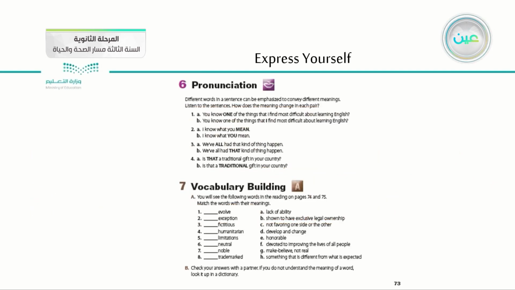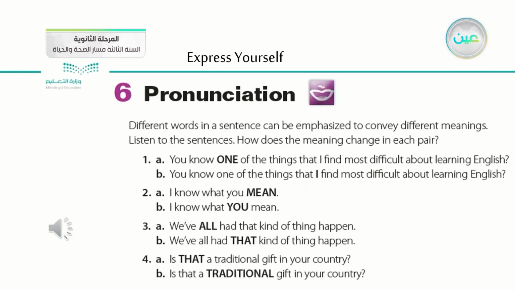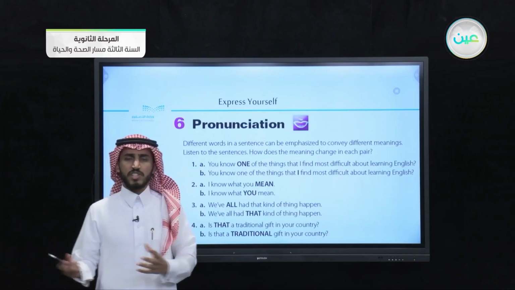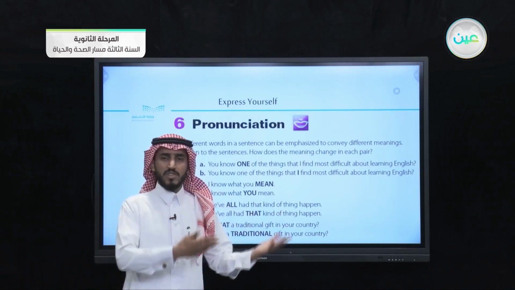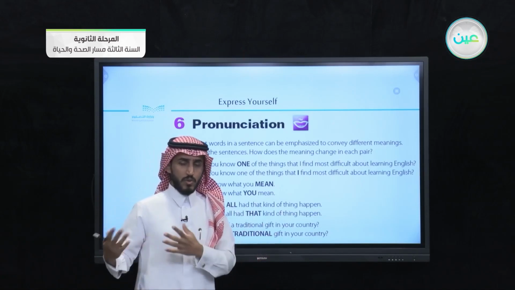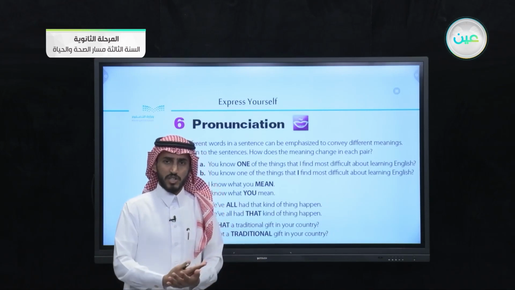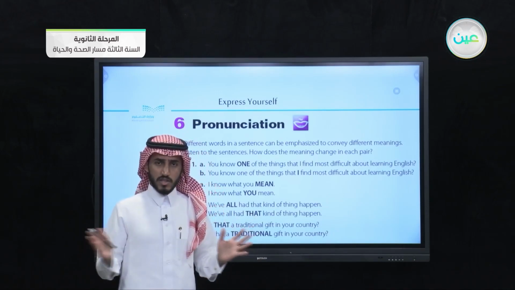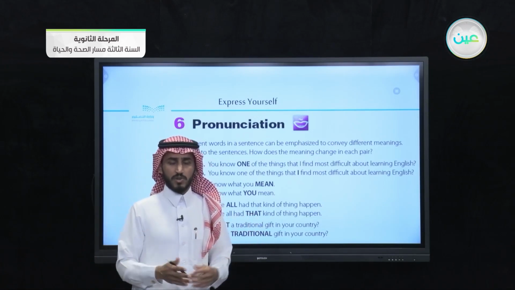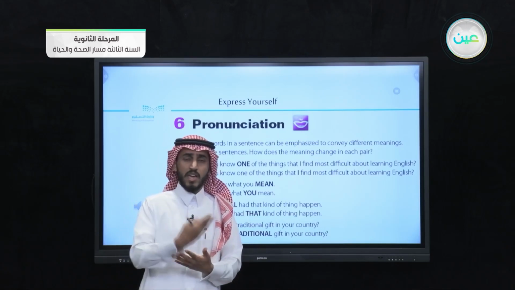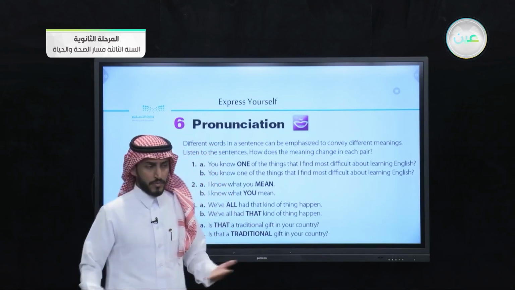Today on the same page, page 73, we have two skills. The first one is pronunciation. What is the meaning of pronunciation? Pronunciation refers to the way we utter the word, the way we say a word. The way we say a word is called pronunciation. This is the meaning of this part of our lesson today. It is the way we say or the way we utter a word.